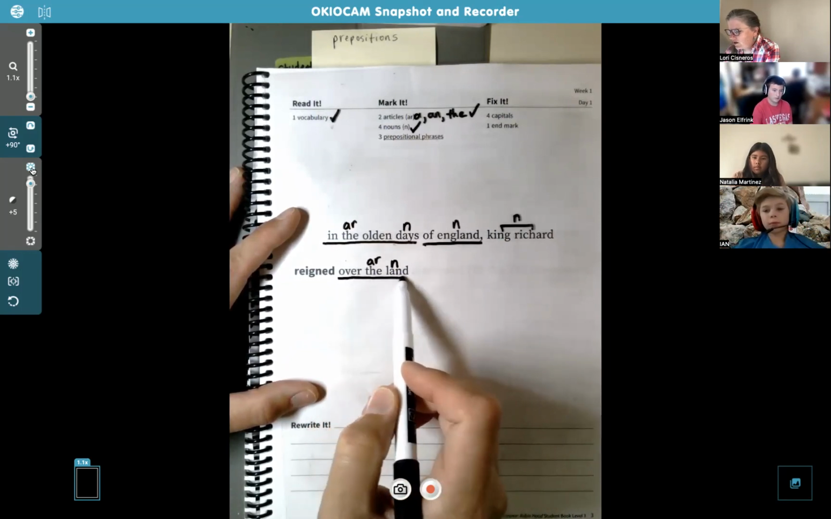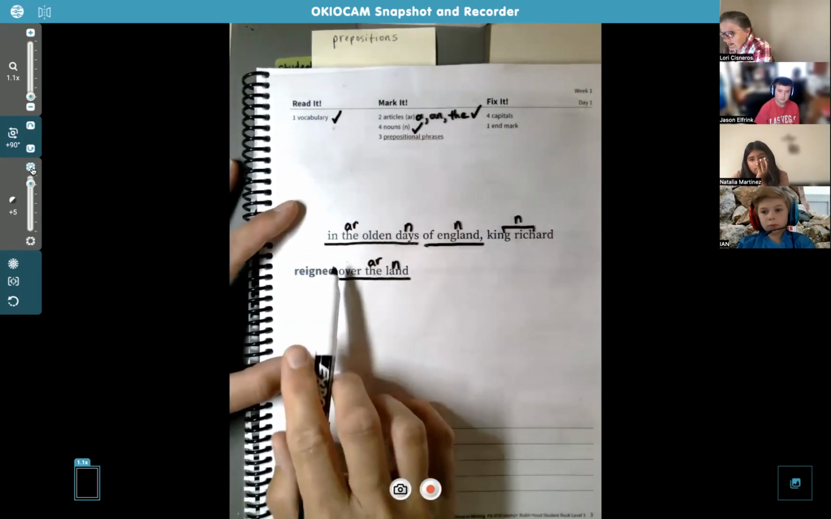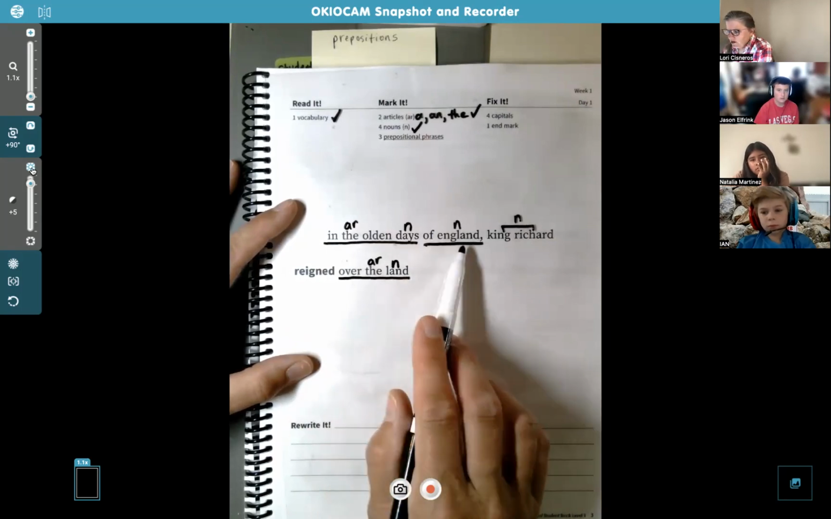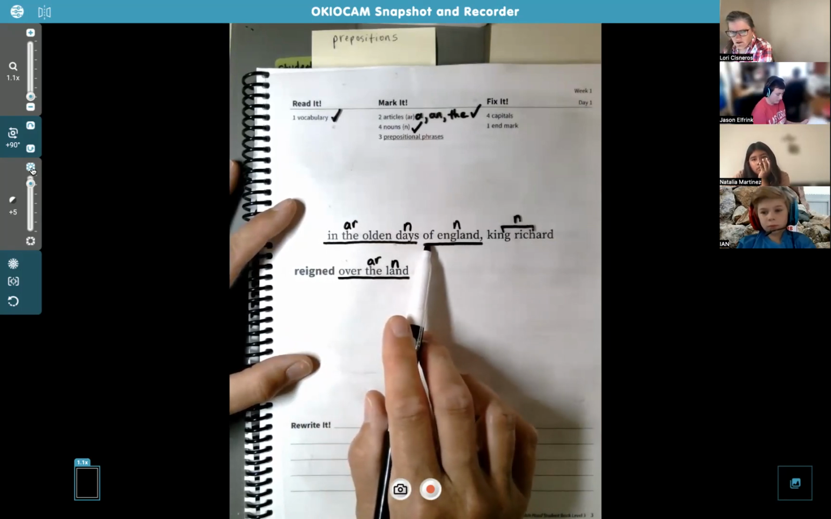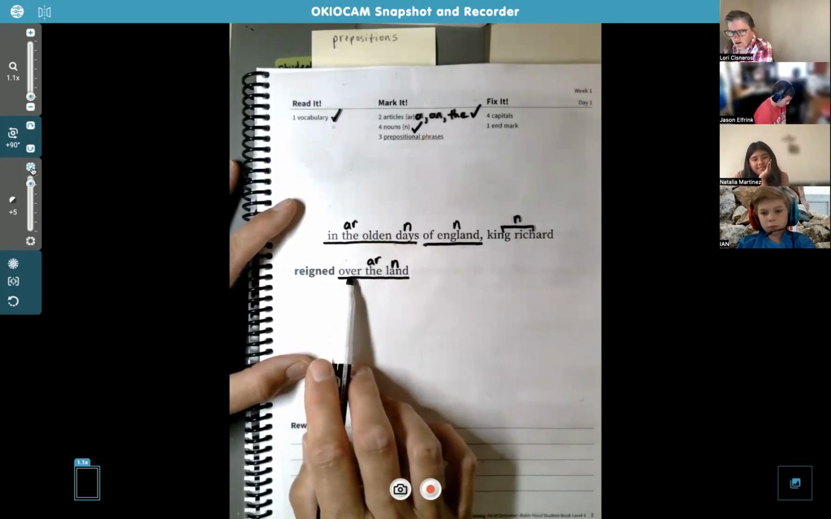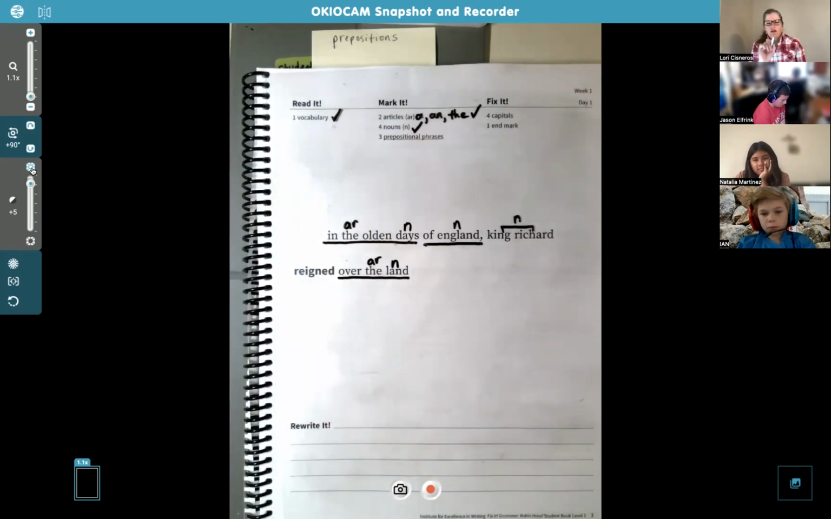Over the land. There you go. So remember, a prepositional phrase starts with a preposition. That's when you look at your list. And it ends on a noun. Notice here you have the preposition in. In the olden days, it stopped on a noun. Here you have of, preposition, of England, noun. Here you have over, which is the preposition, over the land, it stops on a noun. So when you're looking for those prepositional phrases, it starts with a preposition and it stops on a noun.